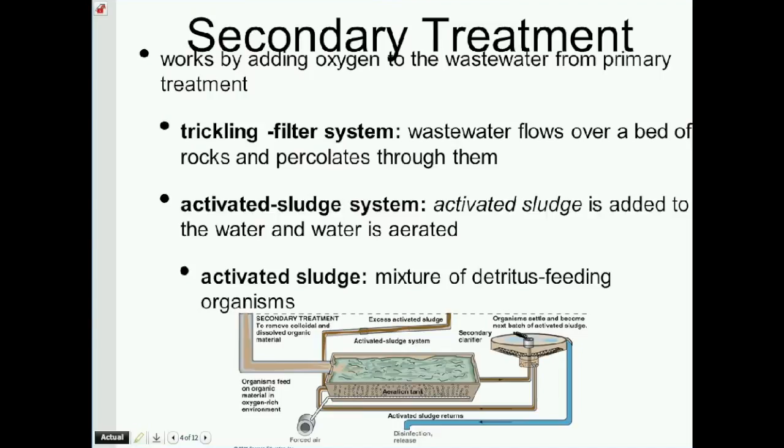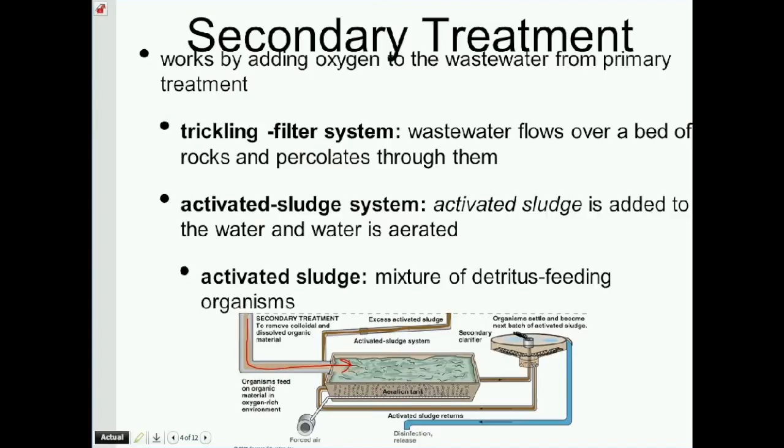Then you have secondary treatment. In secondary treatment, you have that water that's coming from that clarifier, and you put it in this aeration tank, and it bubbles. That's how they add the oxygen. Hopefully the oxygen makes an oxygenated environment, and allows bacteria that need oxygen to start breaking it down.